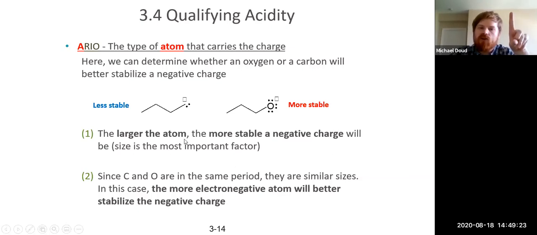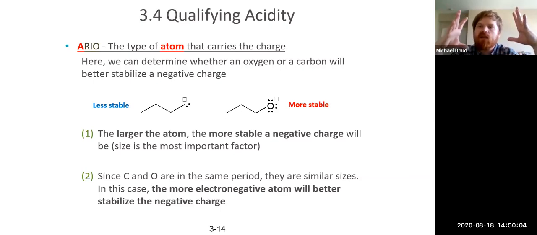Number one is the larger the atom, the more stable the negative charge is going to be. So size becomes the most important factor. Now, if you have two atoms that are different from each other but in the same period, they're effectively the same size. So this is more like the difference between an oxygen lone pair and a sulfur lone pair, let's say. Sulfur is in the same group as oxygen, but one period below. That means it's accessing the next energy level, so it's going to be a bigger atom. Because it's a bigger atom, it's more able to stabilize the negative charge.